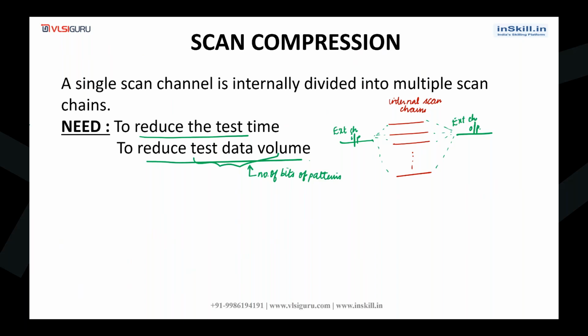Okay, so how is it like that? What is scan compression? Internal chains are compressed into external channels. So how, if you go for scan compression, are you able to achieve reduction in test time and reduction in test data volume? We'll try to explore it logically during our regular course. We will also explore this with the help of a formula.